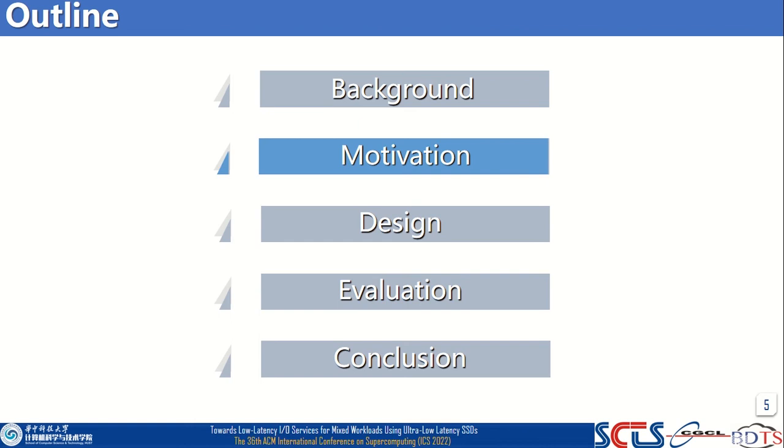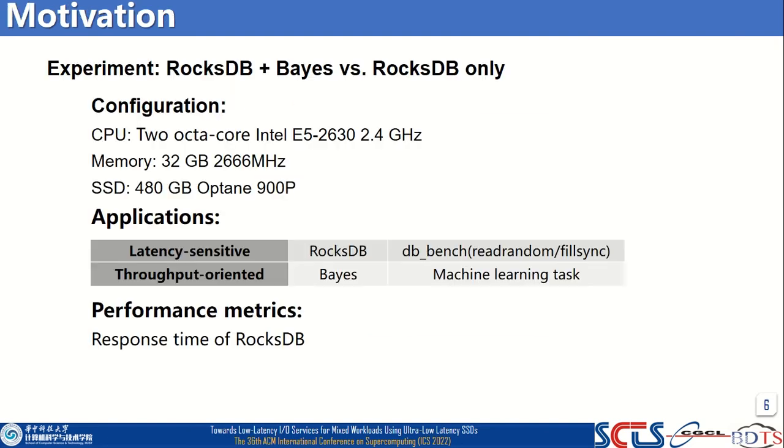To figure out the root causes of cross-layer I/O interference, in the following we will elaborate our motivation with experiments. Here we will briefly introduce our experimental setup. We use RocksDB as a latency-sensitive application and use a benchmarking tool, dbbench, to generate two workloads, read-random and fill-sync. We use Bayes as the throughput-oriented application, which performs machine learning tasks on Hadoop framework.